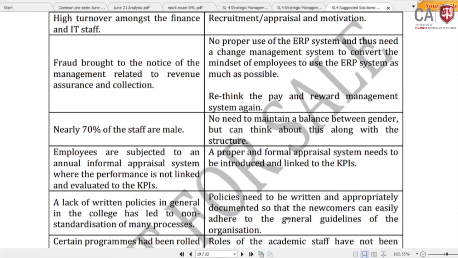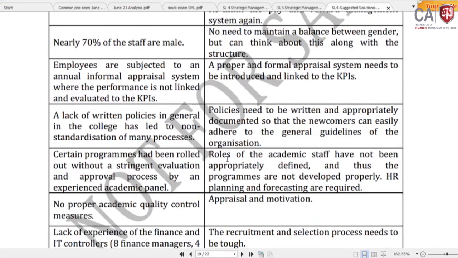Then employees are subject to an annual informal appraisal system. Very simple answer on that one. Proper and formal appraisal system need to be introduced and linked to the KPIs.